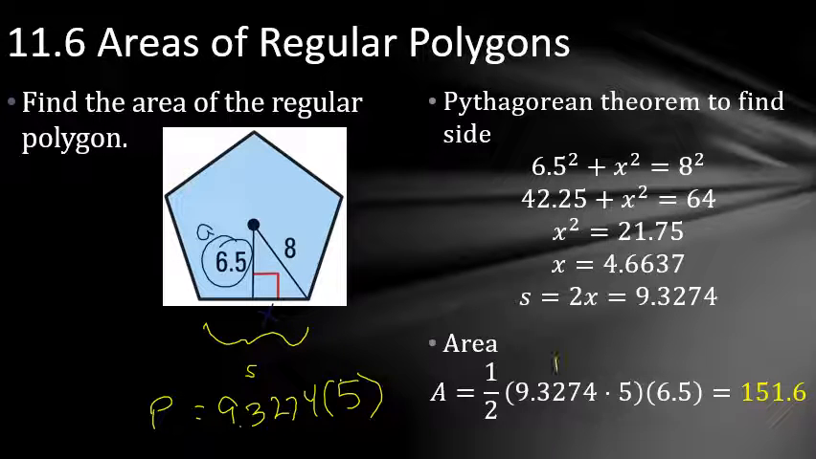So it's 1/2 the perimeter times the apothem. It's the length of a side times the number of sides. So our area is approximately 151.6.